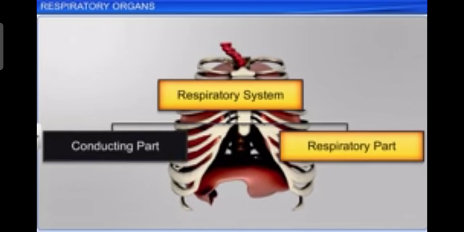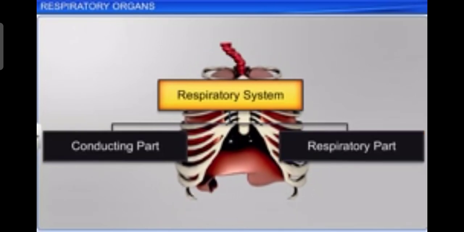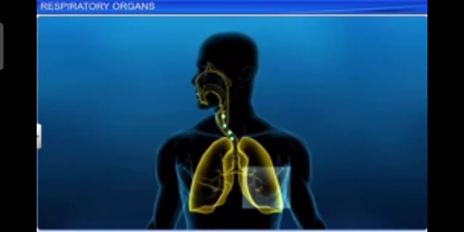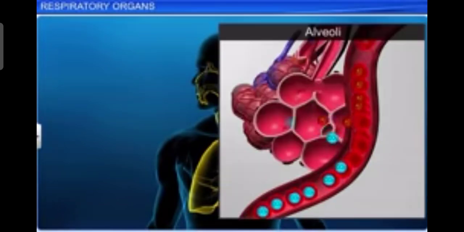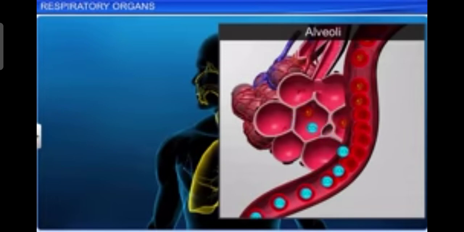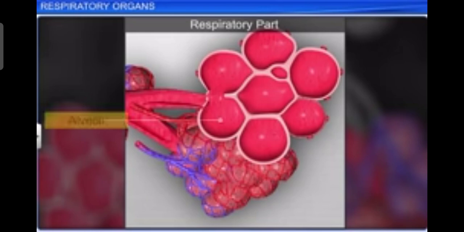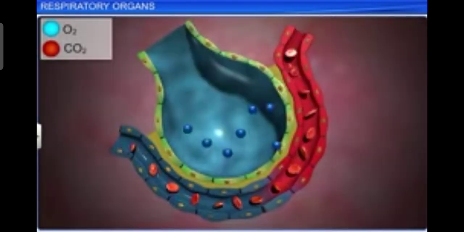The respiratory system has a conducting part and a respiratory part. We have discussed that the conducting part consists of the structures from the nostrils to the bronchioles. In the conducting part we inhale air and exhale carbon dioxide. The alveoli and alveolar ducts make up the respiratory part. The alveoli are the main site of the exchange of gases.